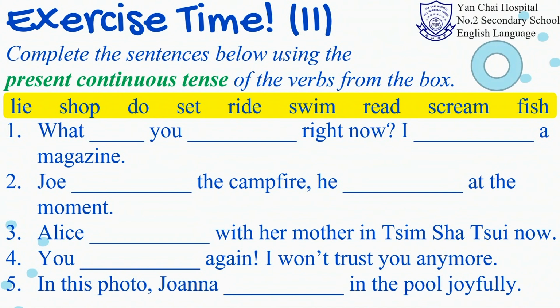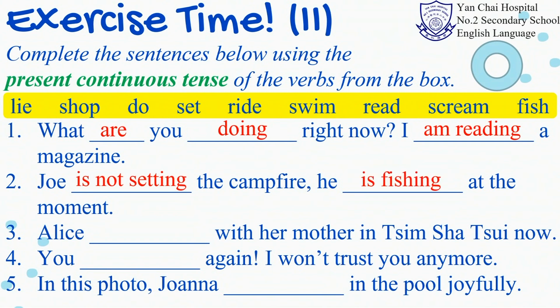Let's check the answer together. Number 1. What are you doing right now? I am reading a magazine. Number 2. Joe is not setting the campfire. He is fishing at the moment.